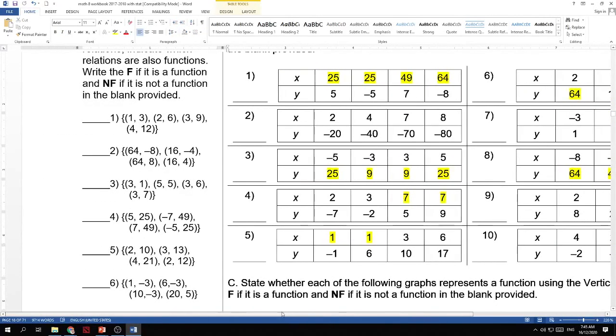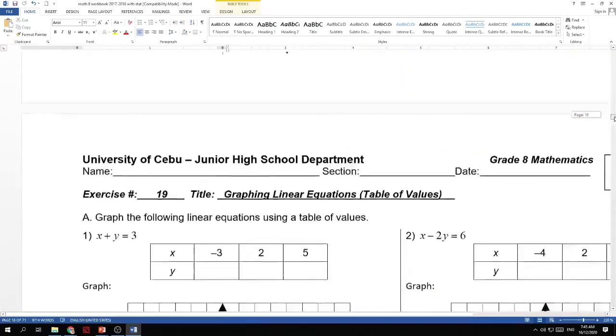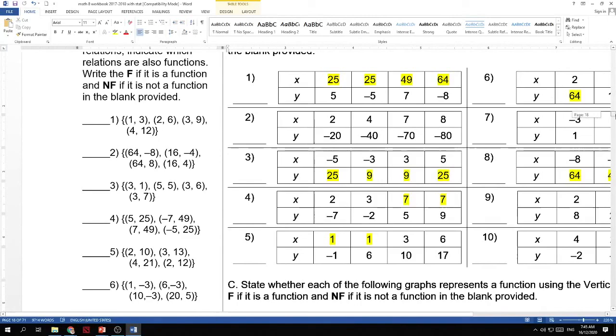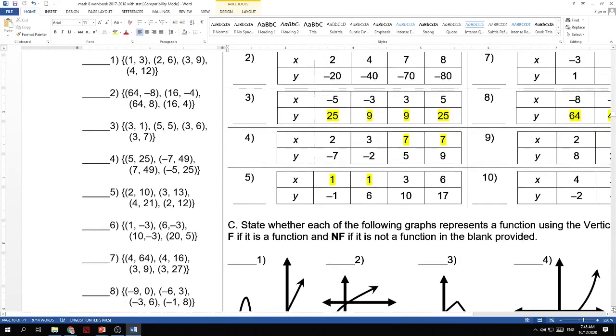Okay. What about this one? Our given here. What kind of relation is this? This is one-to-one, because there is no repetition. Look at the X, no repetition. Look at the Y, no repetition. What about number 2?